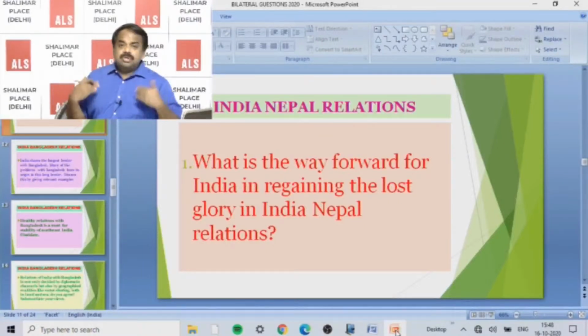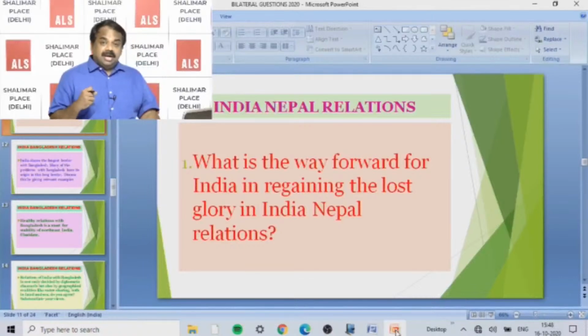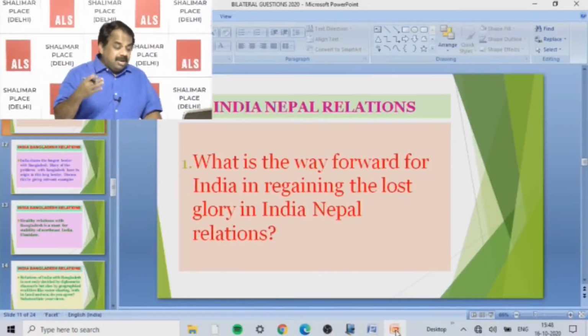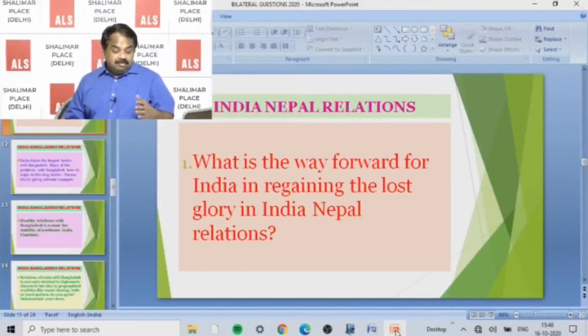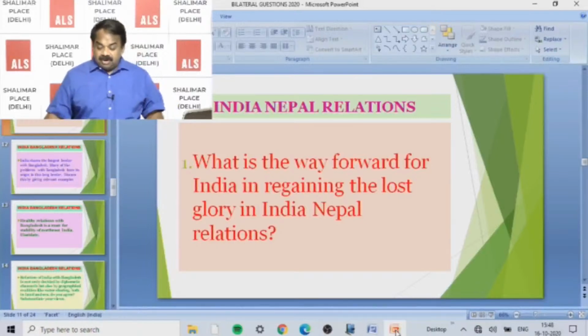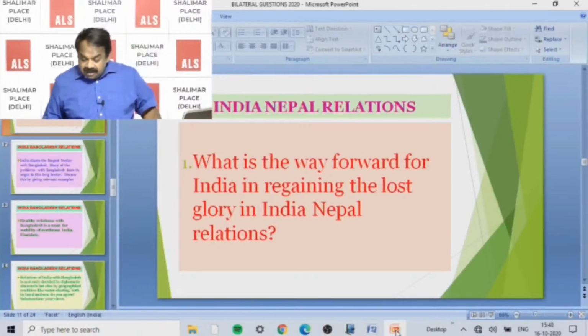Things will happen, because geography is on our side, history is on our side, religion is on our side, culture is on our side. But if you provoke, we have seen, they can give up all and go to China. That possibility is also there. So we should not be provoking them unnecessarily, right? So that's about India and Nepal.